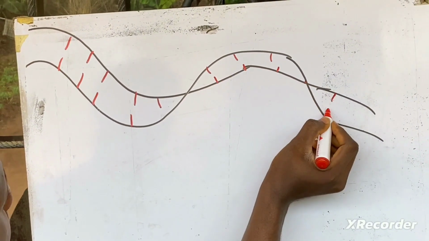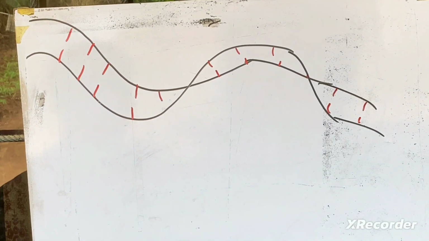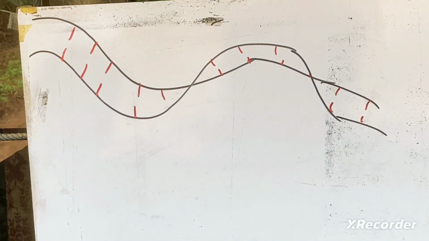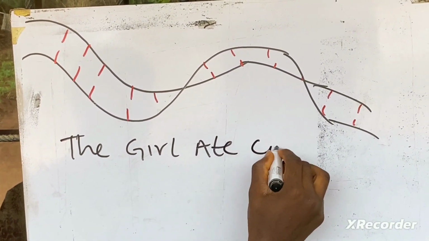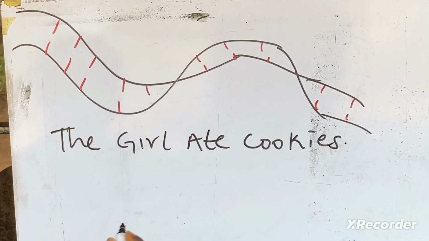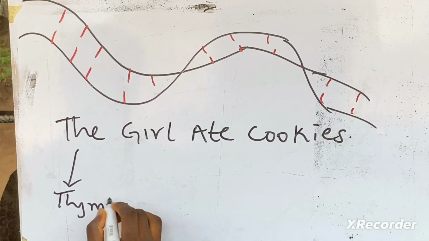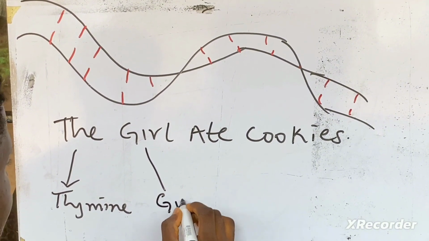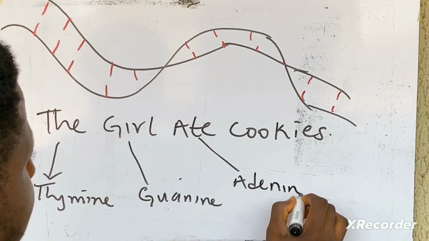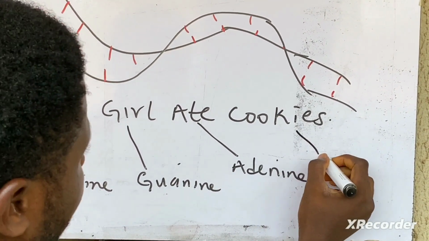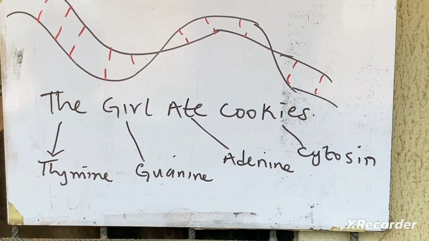And the four basic bases that code for the inheritance, I used a mnemonic for it: "The girl ate cookies" to remember them. Where the T means thymine, the G means guanine, the A means adenine, and C means cytosine. So this is actually a good mnemonic for this.